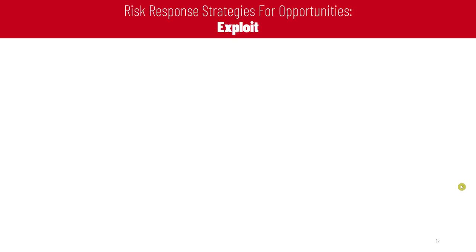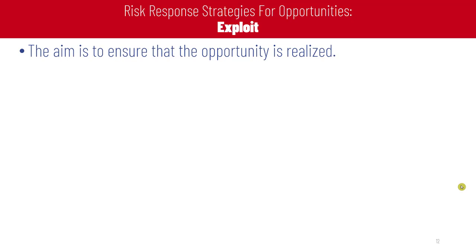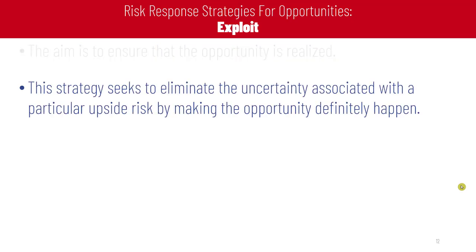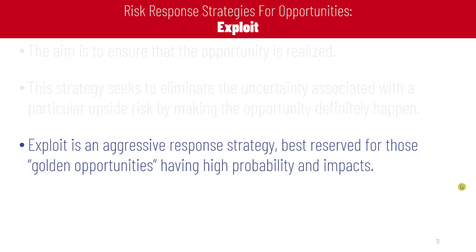First, let's explain the exploit strategy. The aim for exploit is to ensure that the opportunity is realized. This strategy seeks to eliminate the uncertainty associated with a particular upside risk by making the opportunity definitely happen. We will force or try to make this opportunity occur in the project.